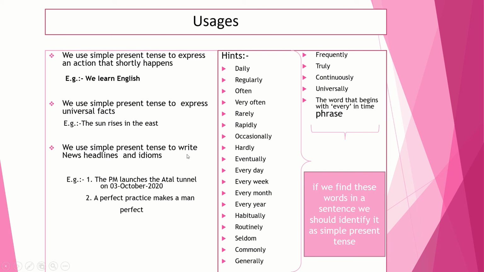We use simple present tense to write news headlines and idioms. Okay, that is example. The PM launches Atal Tunnel on 3rd October 2020. Okay, PM అటల్ టన్నెల్ ప్రారంభించాడు ఎప్పుడు 3rd October 2020. కాబట్టి ఈ న్యూస్ పేపర్ హెడ్‌లైన్‌ని మనం సింపుల్ ప్రజెంట్ టెన్స్‌లో రాయాలి. అండ్ ఇడియమ్స్, జాతీయాలు వాటిని కూడా మనం సింపుల్ ప్రజెంట్ టెన్స్‌లో రాయాలి. ఏ పర్ఫెక్ట్ ప్రాక్టీస్ మేక్స్ ఎ మ్యాన్ పర్ఫెక్ట్. సో ఈ విధంగా సింపుల్ ప్రజెంట్ టెన్స్‌ని యూజ్ చేస్తాము.